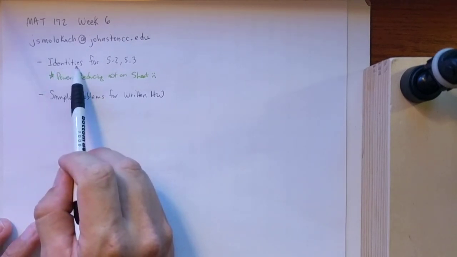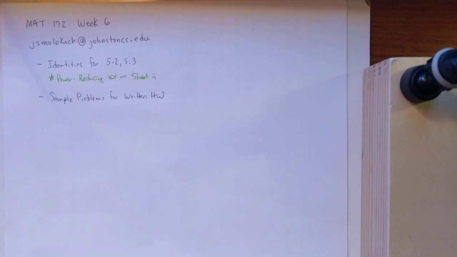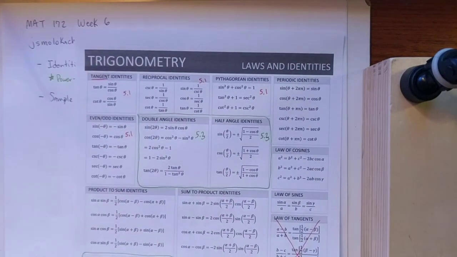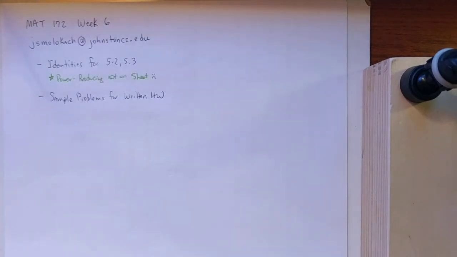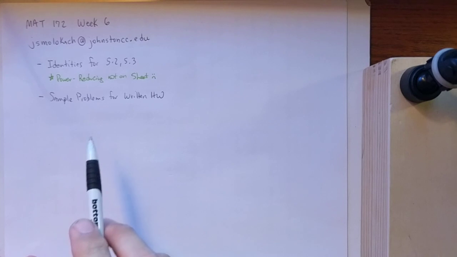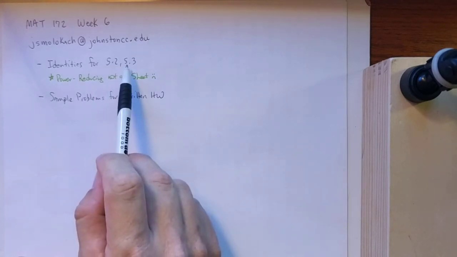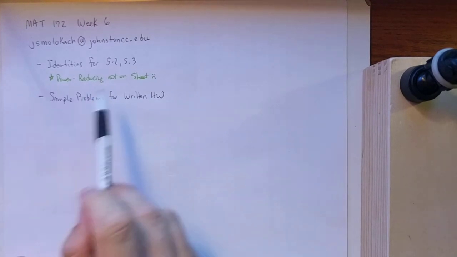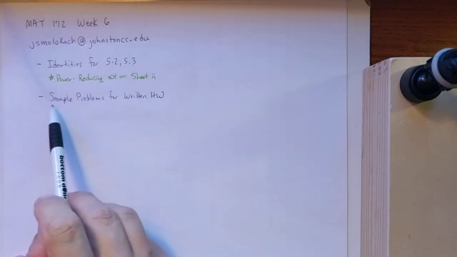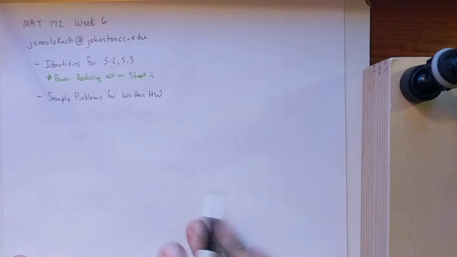This week we're going to go through what's coming up in sections 5.2 and 5.3 of your textbook, and specifically the identities that we'll be needing. And don't forget from last week that we have our sheet of trigonometric identities that we've been using. So we're going to break that out again for this week. There is something in this section called the power reducing formula, and that's not on the sheet, so I'll talk about that, and then we'll go through some sample problems for the written homework.